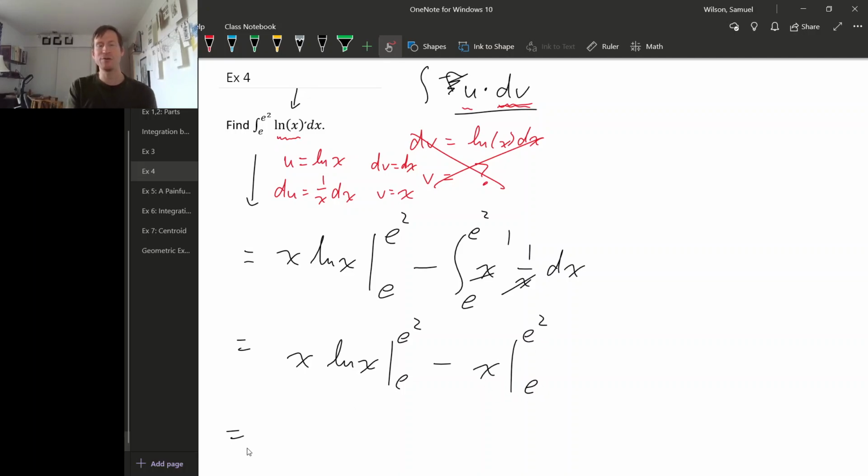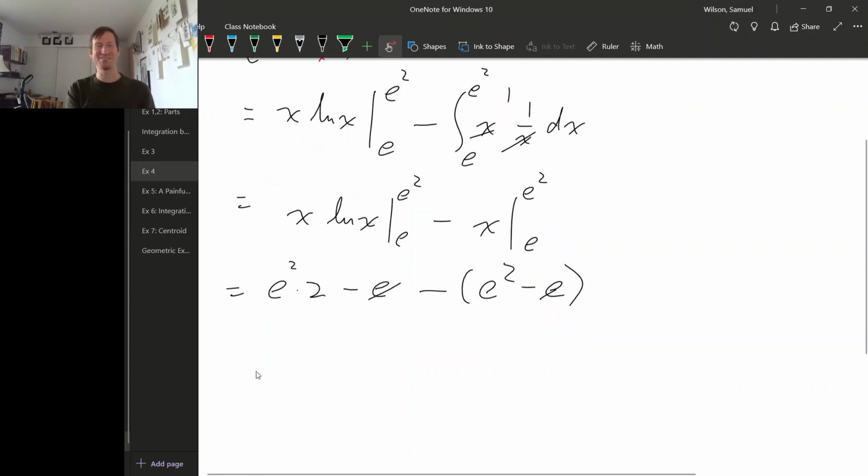And now we can evaluate at our bounds. So plugging in e squared, we get e squared times natural log of e squared, which is 2, minus e times natural log of e, which is 1, minus, and now plug in our other bounds. So e squared minus e. And look, this stuff cancels and we get e squared again.